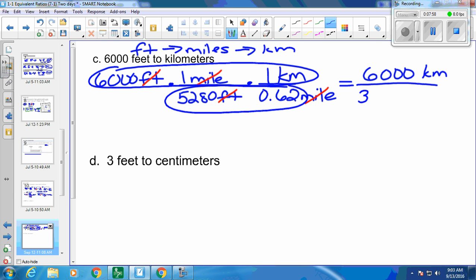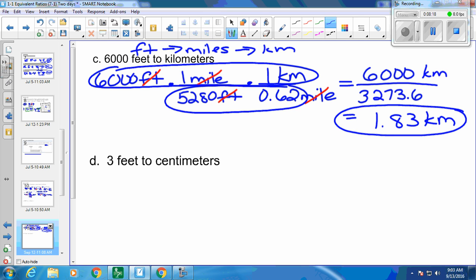And we get 3,273 and 6/10. Notice there is no label because I'm going to now simplify 6,000 divided by 3,273 and 6/10, and I'll throw on the kilometers at the end. So my final answer is 1 and 83 kilometers. Circle our absolute final answer there.